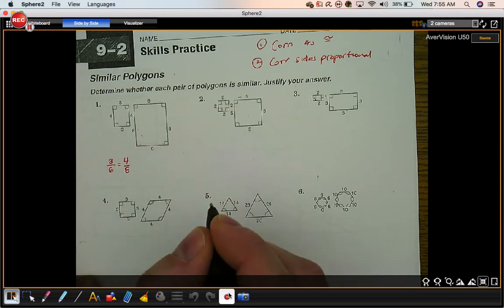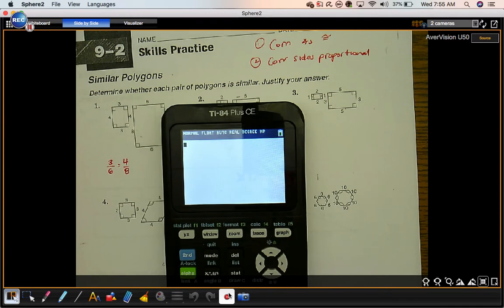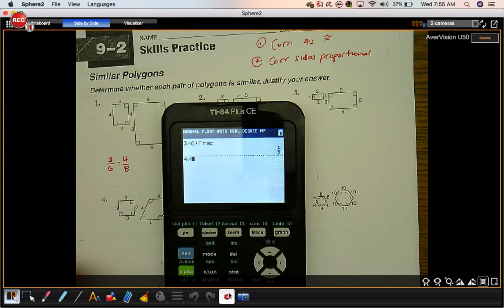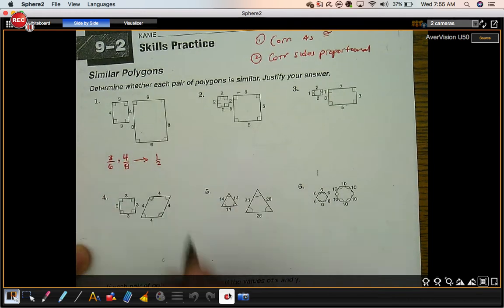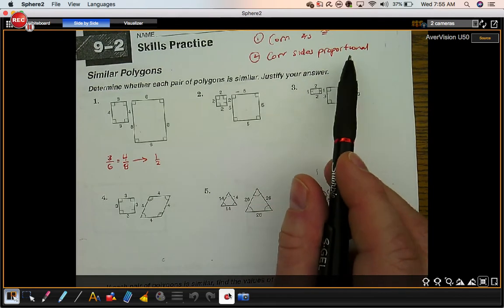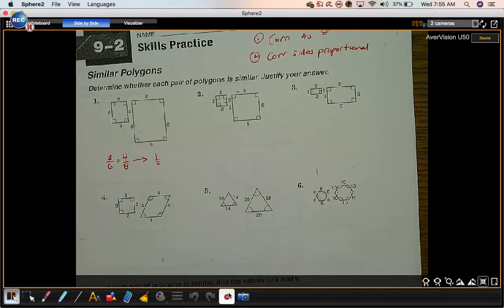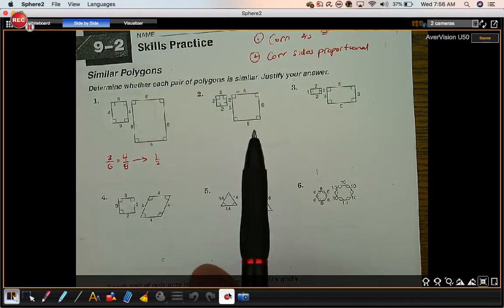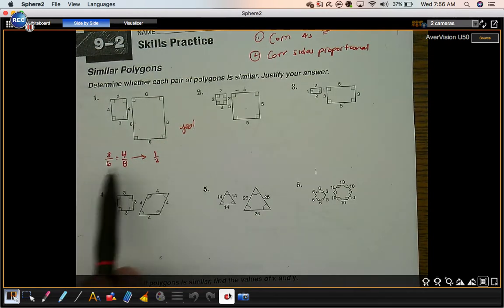3/6 equals 4/8. And if you're not sure, I'm going to show you how to do this. 3 divided by 6 is 1/2. 4 divided by 8 is 1/2. So just like we did in the last section, you're just reducing ratios. If they equal the same thing, then your corresponding sides are proportional. So we have corresponding angles congruent in this example, and we have corresponding sides proportional. So they are similar. Okay, and this would justify your answer.